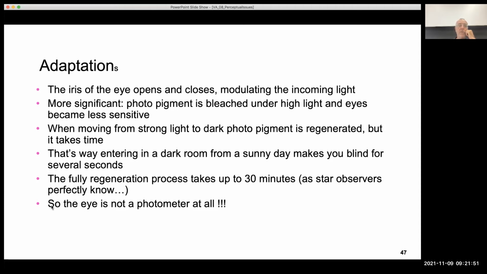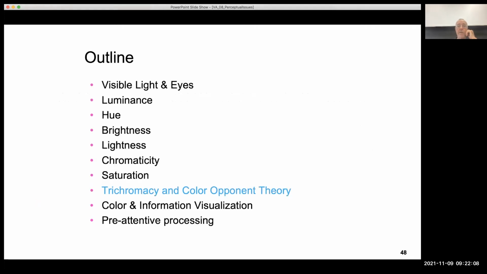All this story is to convince you that eyes are not a photometer at all. A lot of perceptual and adaptation mechanisms exist, and they must be taken into account when designing. Let's go on to better define the idea of colors, and we will see the theory of color opponency.